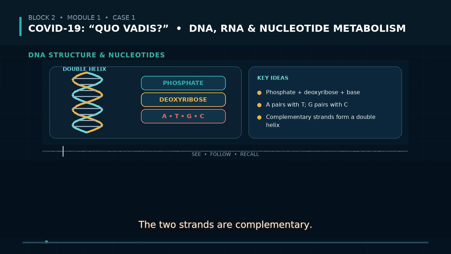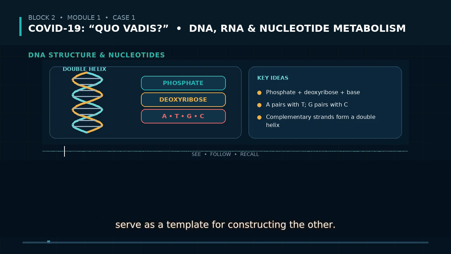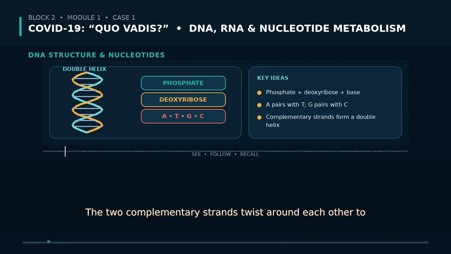The 2 complementary strands twist around each other to form the double helix. The notes describe 10 base pairs in each full turn. A more precise value for the common B form of DNA is approximately 10.5 base pairs per turn, although 10 is a useful rounded teaching value. The important idea is that the double helix is not a random coil. It has a regular geometry created by the sugar-phosphate backbones on the outside and the paired bases on the inside.